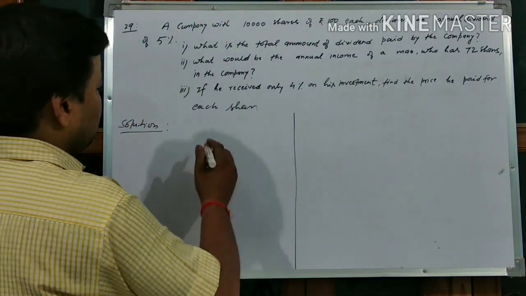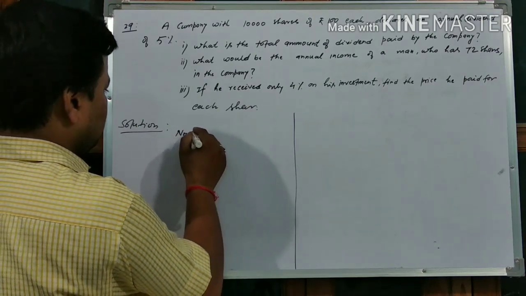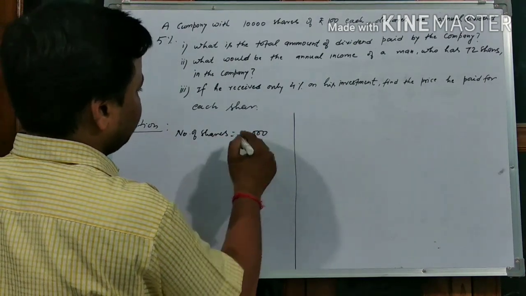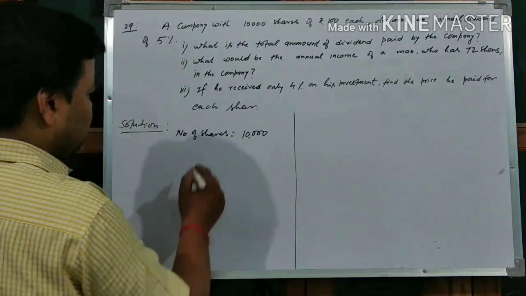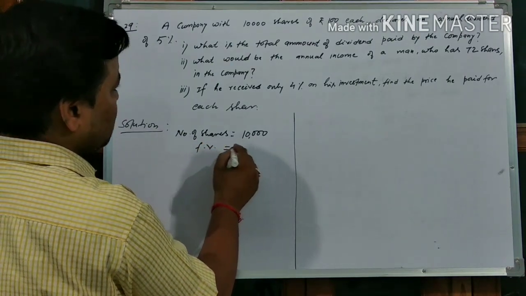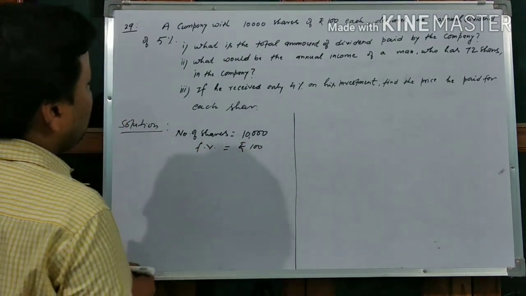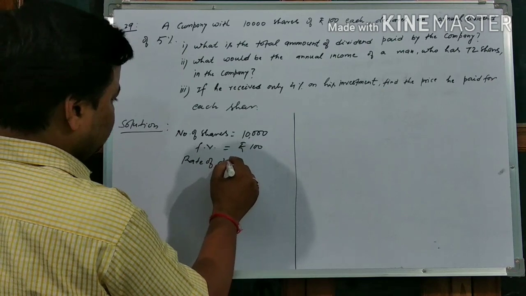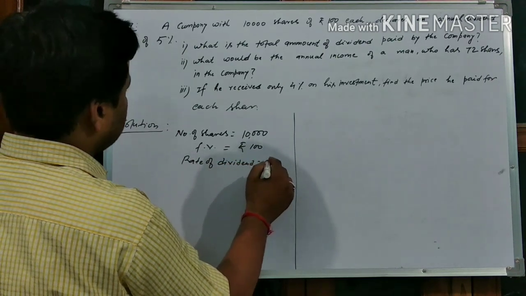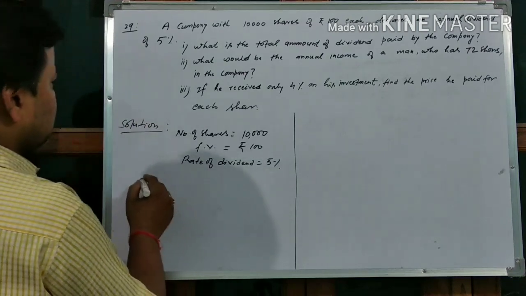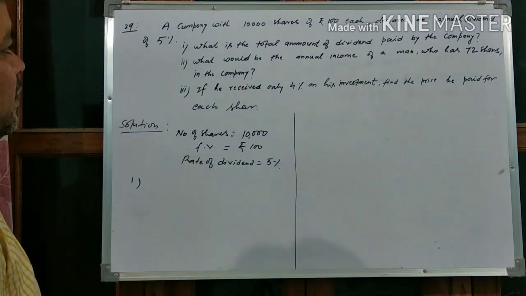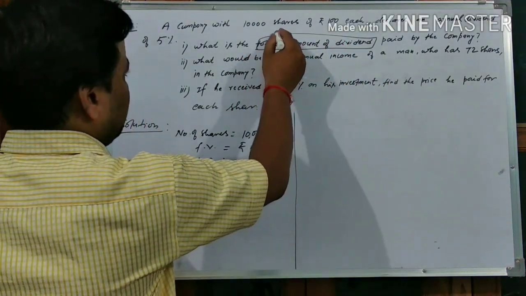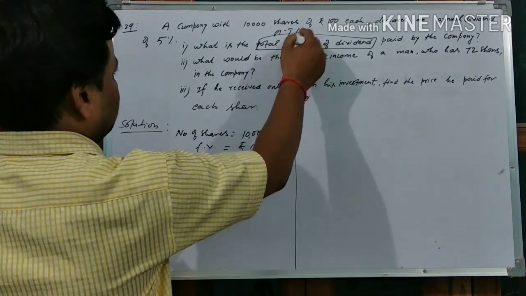So let us write this. What is given? Number of shares, that is 10,000. Okay, and face value according to the question is equal to rupees 100, and rate of dividend is equal to 5%. In this case, what is the total amount of dividend paid by the company? Total amount of dividend means annual income.